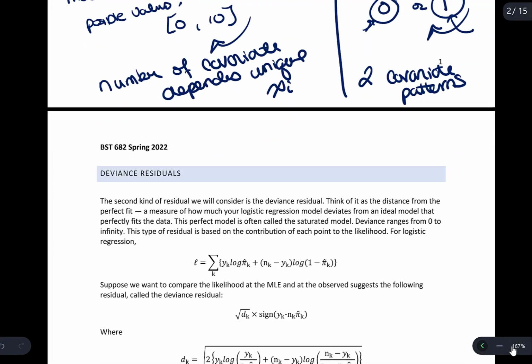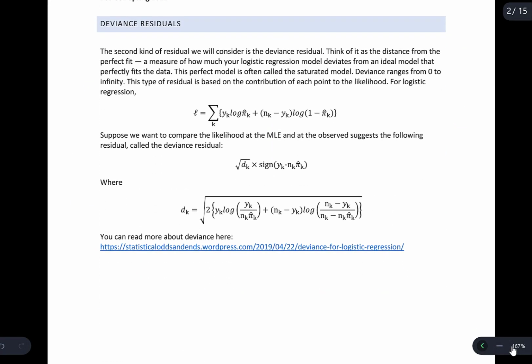Another residual that we could be interested in is the deviance residual. We can think of it as the distance from the perfect fit. That would be a measure of how your logistic regression model deviates from an ideal model that perfectly fits the data.